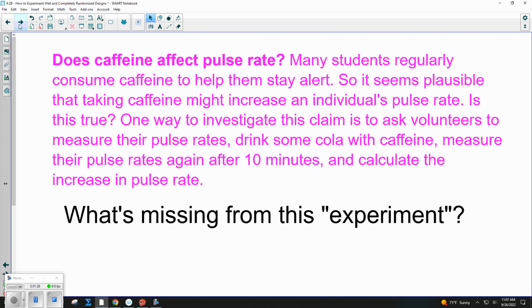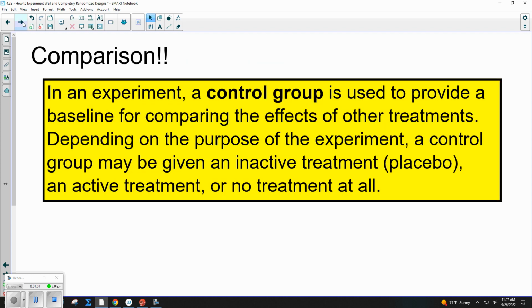What if everybody just gets excited about the pop and that's actually why the heart rate increased? So what's missing from this experiment? Robbie? Yes, we need something to compare it to. So we need some people to drink caffeine and some people to not drink caffeine, ideally. So you must have comparison in an experiment.